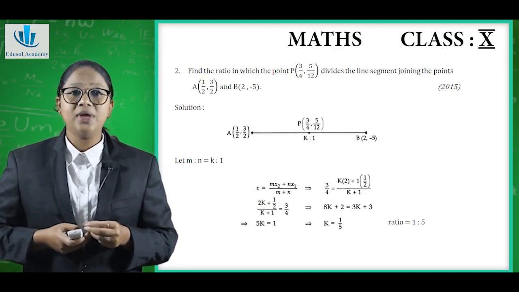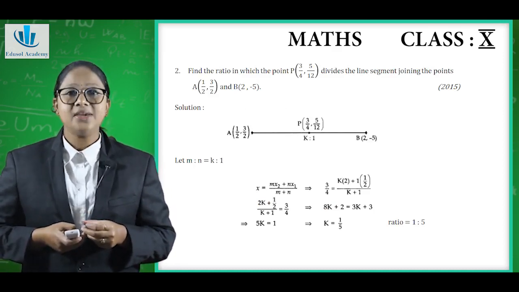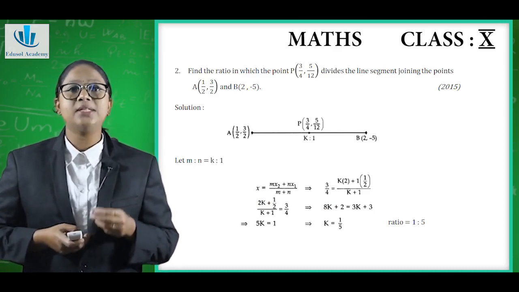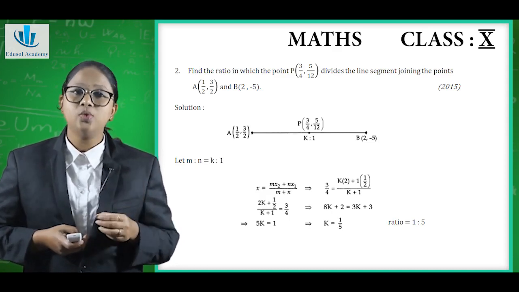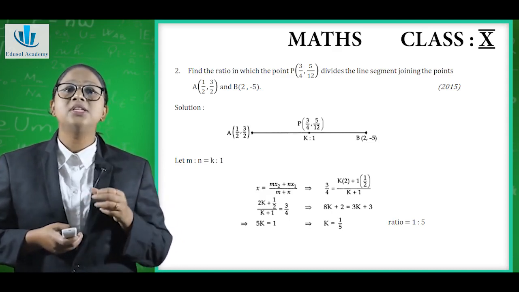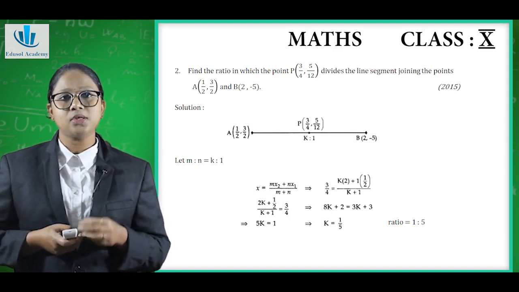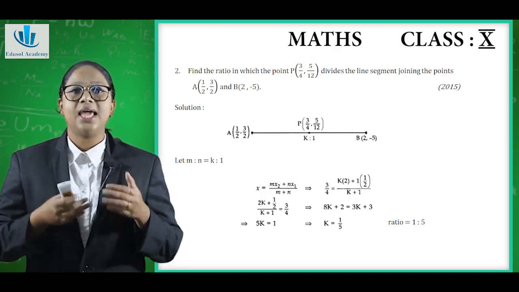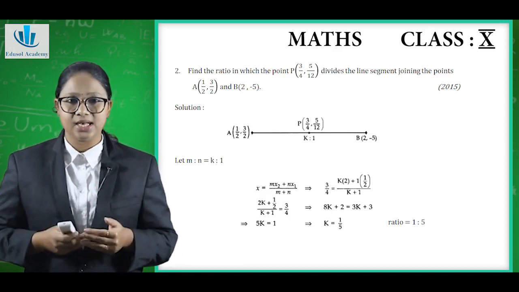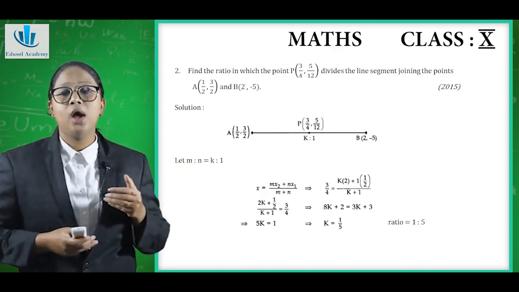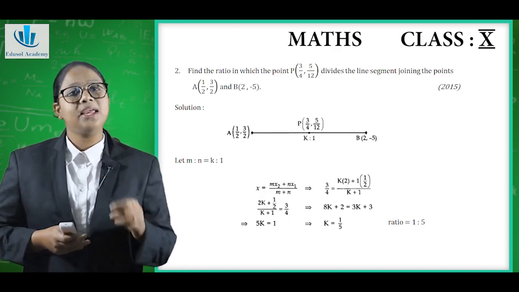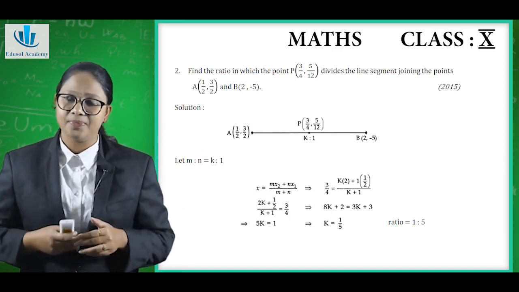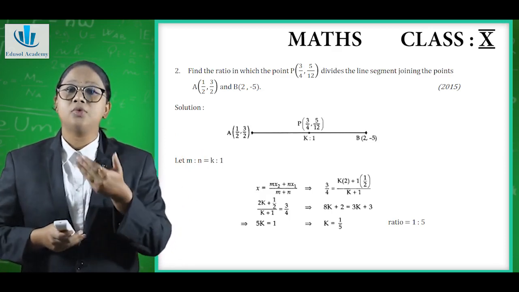Find the ratio in which P (3/4, 5/12) divides the line segment joining the points A (1/2, 3/2) and B (2, negative 5). So we have to find the ratio in which P divides AB; the coordinates of P, A and B are given. You can see the figure above. There is AB and P somewhere in the middle of AB. Now we are supposed to find the ratio.